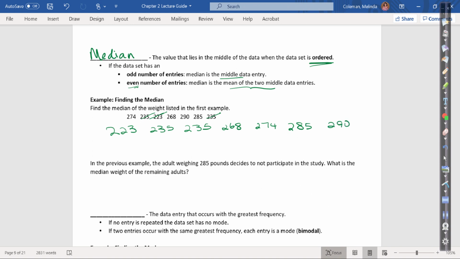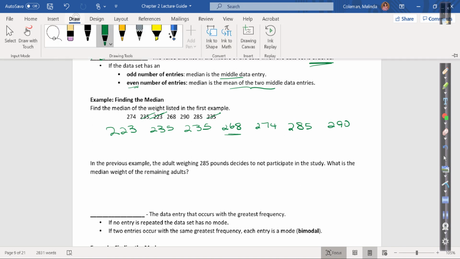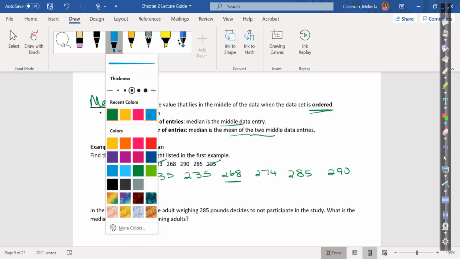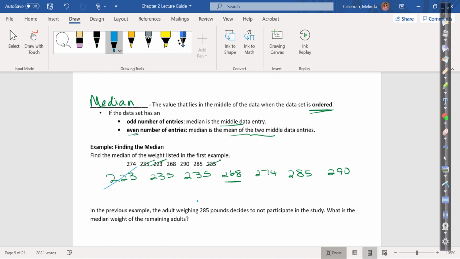So again, we know we have 7 pieces of data. So the middle piece would be the 4th piece of data. Or if you're not sure how to figure out which one you're talking about here, you can take your first and last and cancel those out. Second and next to last. Third, and then just cancel until you're left. You're left with the 268. So in this case, the median is indeed equal to 268 pounds.